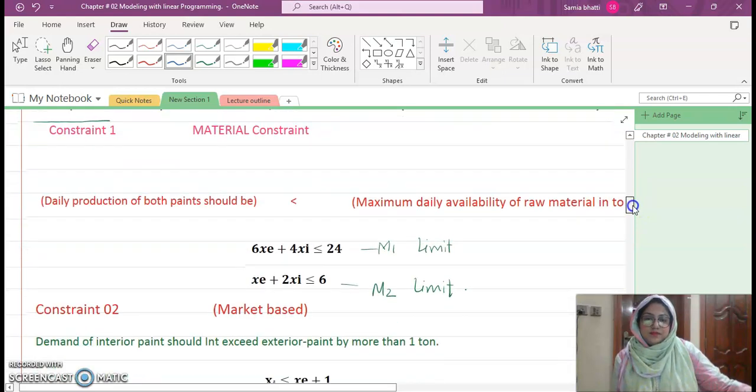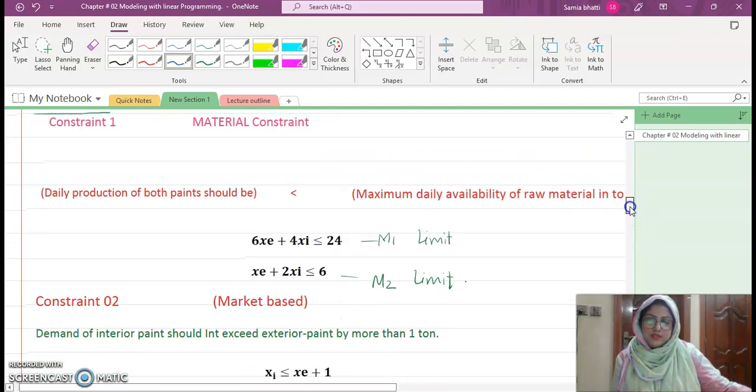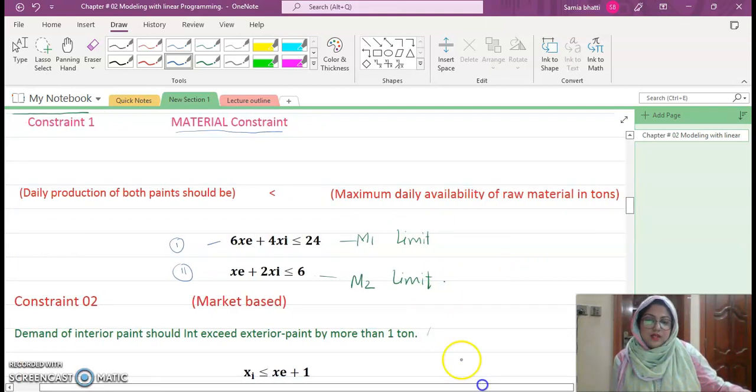Step number 3, identify the constraints or restrictions and represent them mathematically. So I told you that the first restriction we have is the material constraint. So the raw material constraint was this equation. This is equation number 1. This is equation number 2. So recall that the daily production of both the paints should be less than the maximum daily availability of raw material in tons.